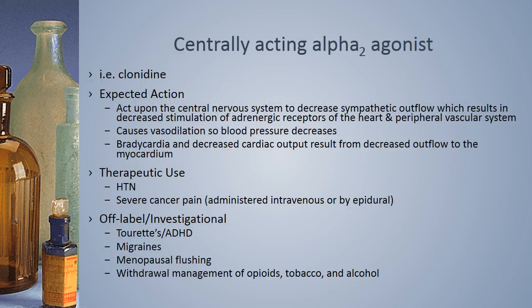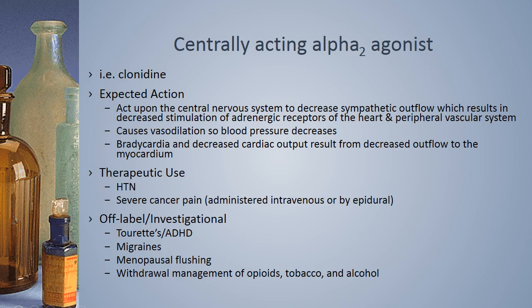Centrally acting alpha agonist. Oh, I forgot to do a heart on this too. So clonidine is an example. The expected action is it's going to work upon the CNS, which decreases the sympathetic outflow and results in decreased stimulation of your adrenergic receptors, which causes vasodilation, so your blood pressure decreases, and bradycardia and decreased cardiac output result from decreased outflow to the myocardium.